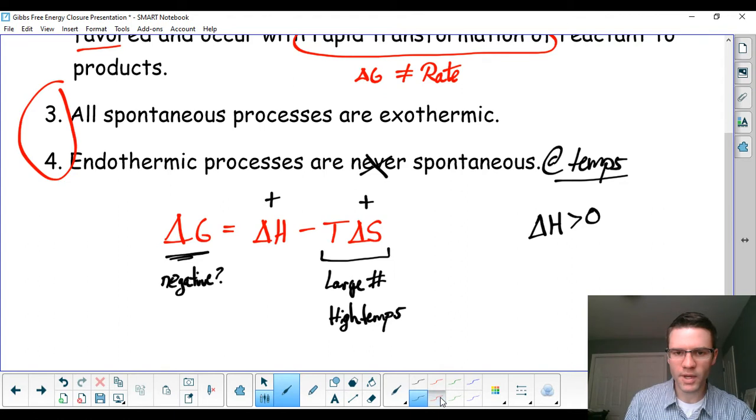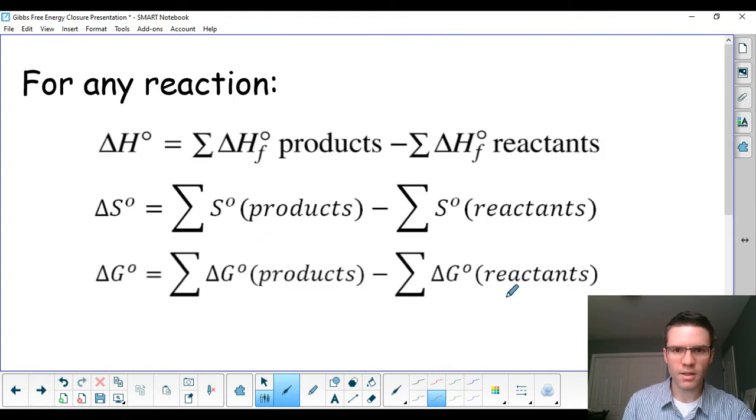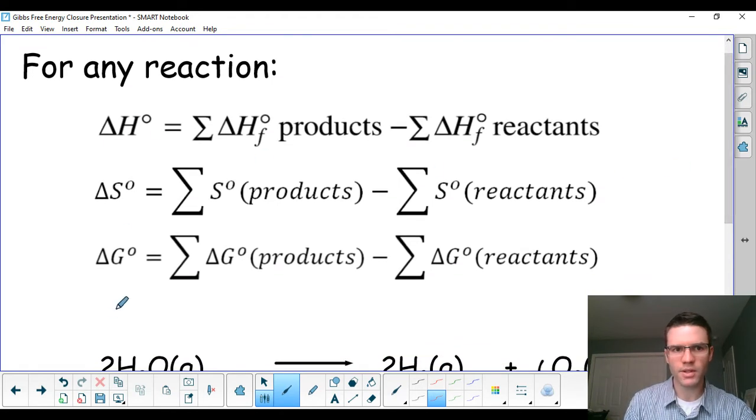So that's a little review for Gibbs free energy and how it relates to entropy. Let's talk a little bit about how we calculate Gibbs free energy. These equations should look familiar to you.